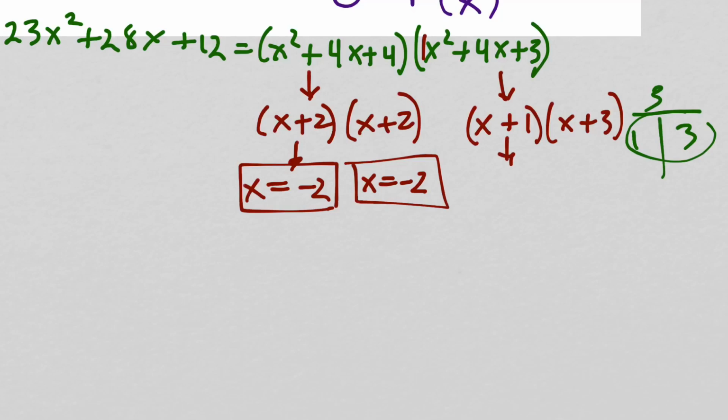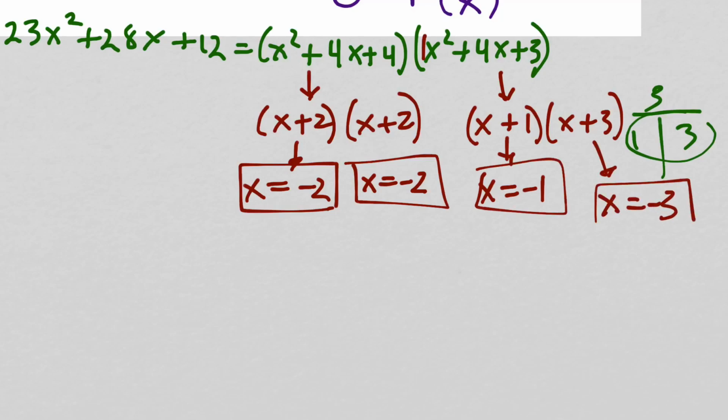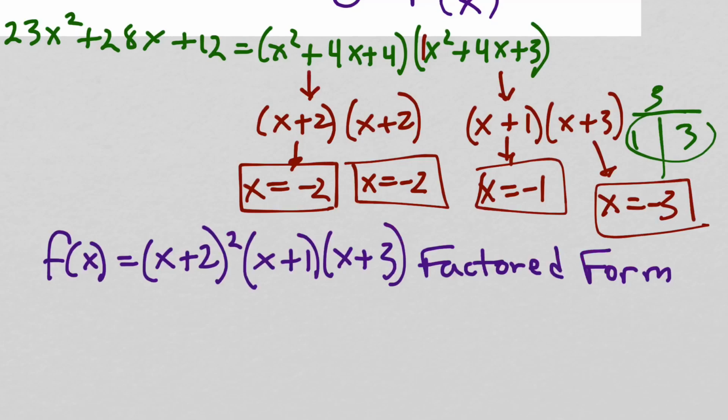So there's my other 2 zeros from here. So I've got another 0 of negative 1. And I have another 0 of opposite sign, negative 3. Okay, so I rewrote my function f of x in factored form. x plus 2 times x plus 2 I wrote as x plus 2 squared, then x plus 1, then x plus 3. So some questions will ask you on this assignment to write the polynomial in factored form. So this is how you would do that.